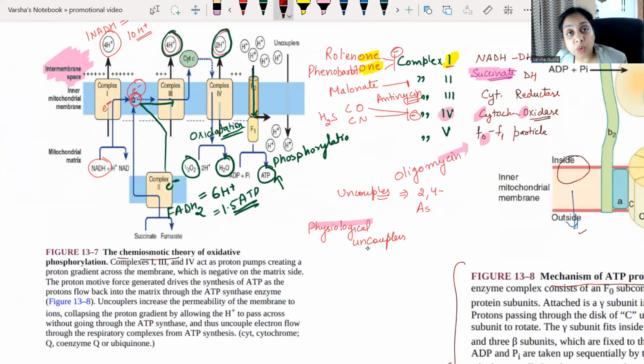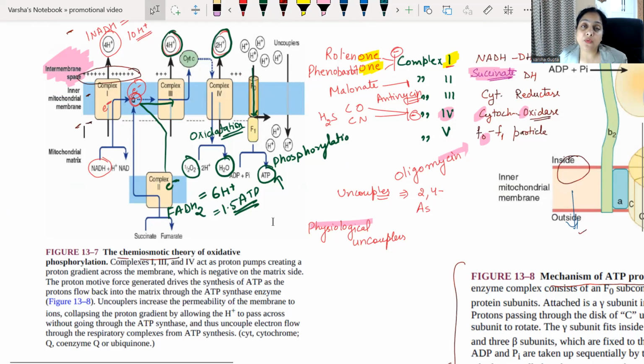What is the chemiosmotic theory? When you have the protons outside, electrons are passing through, and the protons से क्या हो गया, this becomes positively charged. So towards the cytoplasm side, and towards the other side of the mitochondrial membrane, the matrix, there is an accumulation of negative charge. This is the chemiosmotic theory, and because of this chemiosmotic force, ATP synthesis takes place. Okay.